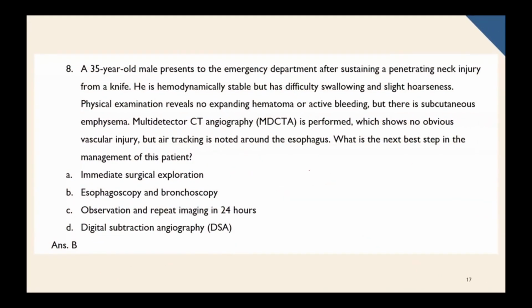Next, moving on to the next question, that is penetrating injury to the neck. Hemodynamically stable, but difficulty swallowing and hoarseness. Okay, that is an indicator of something. There is no hematoma, active bleeding. There is some subcutaneous emphysema. CT scan is done, which is not showing any vascular injury, but air is there around the esophagus.